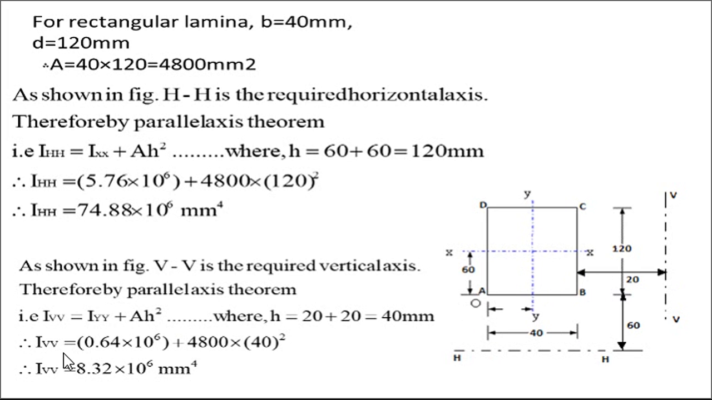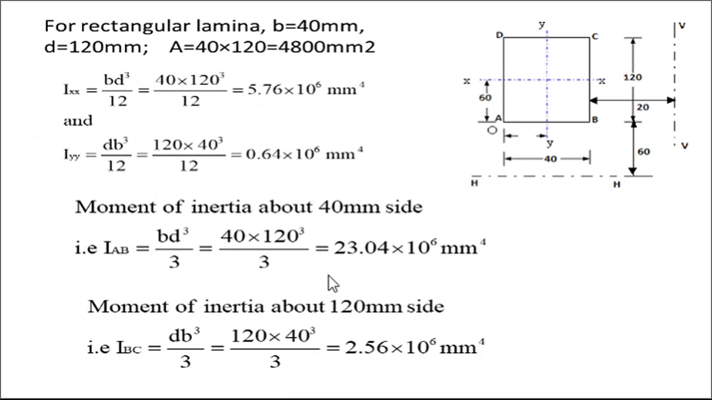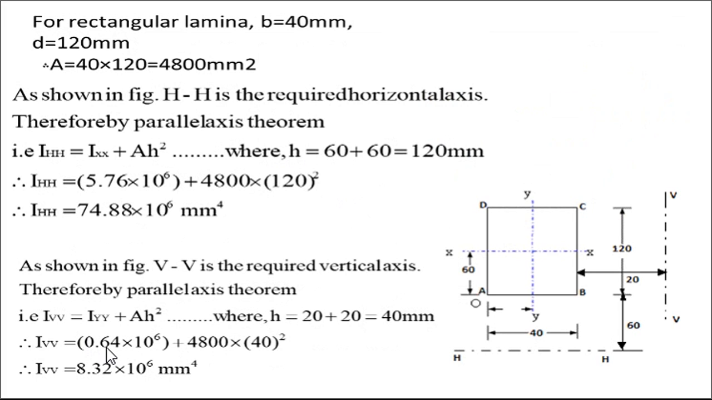Put these values in this particular formula. IYY, the moment of inertia about the YY axis at the centroidal axis, we already found. You can see 0.64 into 10 raised to 6. Put that value, 0.64 into 10 raised to 6, plus the area, which is same for this lamina, 4800, and h is the distance from the centroid to the required axis, that is the distance between VV and YY. That horizontal distance is 40 mm. If you put this value, we get 8.32 into 10 raised to 6 mm raised to 4. So that is the required moment of inertia about this axis.